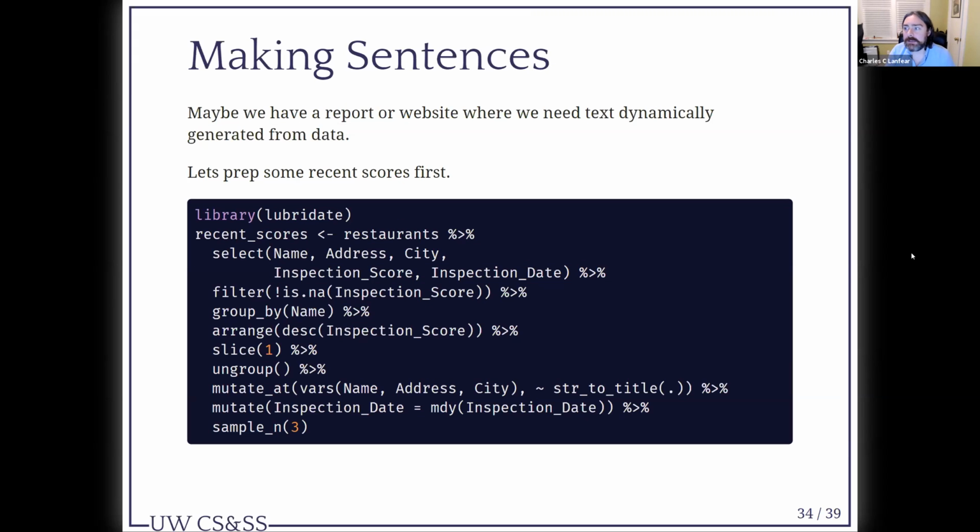Here's another thing I added kind of recently. Maybe you got something like you have a report or a website and you need text dynamically generated from data, but you actually want to make like whole sentences or something like that. I'm going to give an example of that. I'm just prepping some recent scores so we can use as some examples. Doesn't matter what I'm doing here.